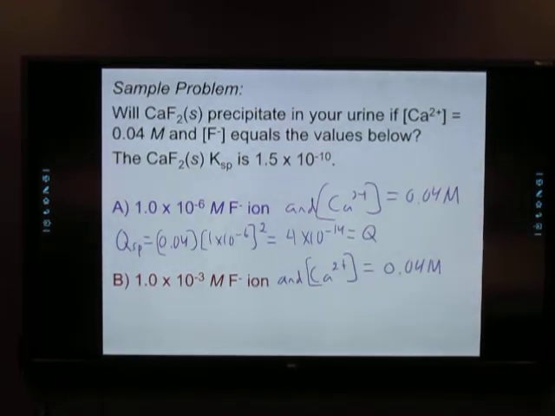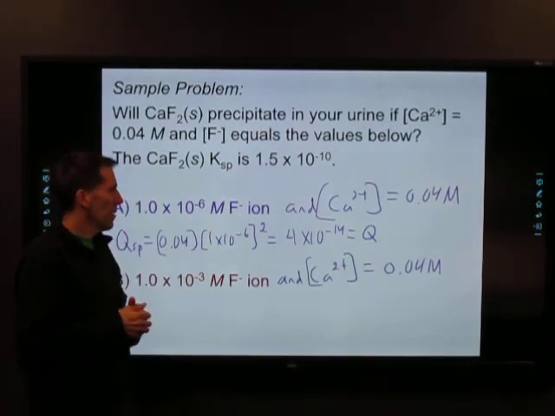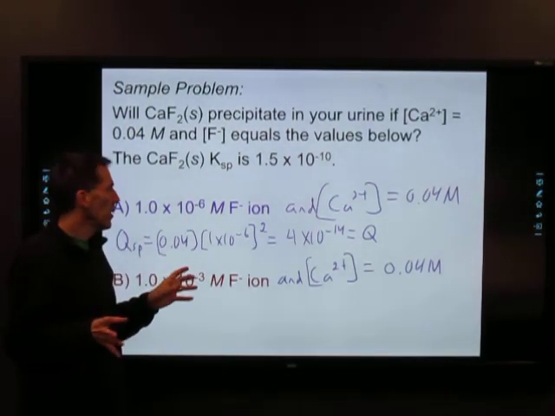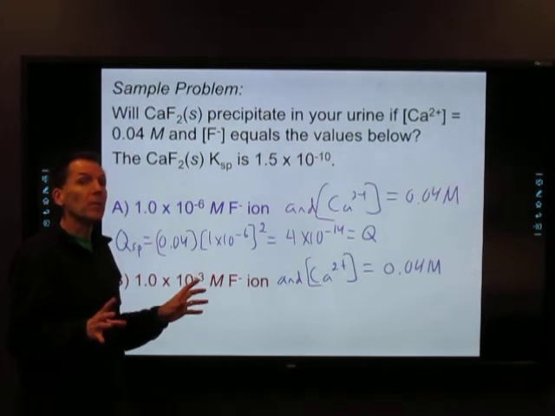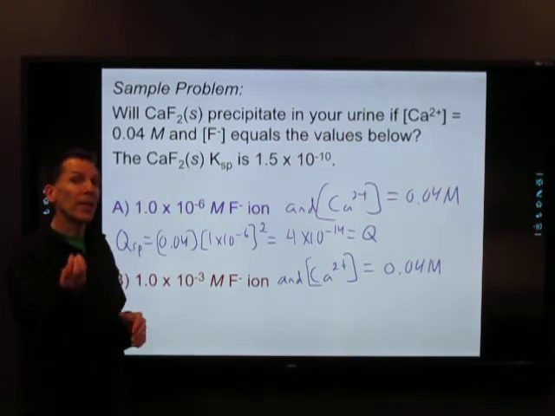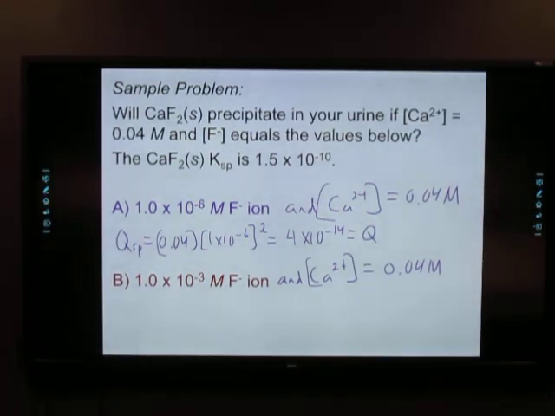That's the Q. You ask yourself, is that bigger than the K value? And the answer for this one, it is not bigger than the K value. This is an unsaturated solution. The solution can handle more ions. And so part A, the answer is no.